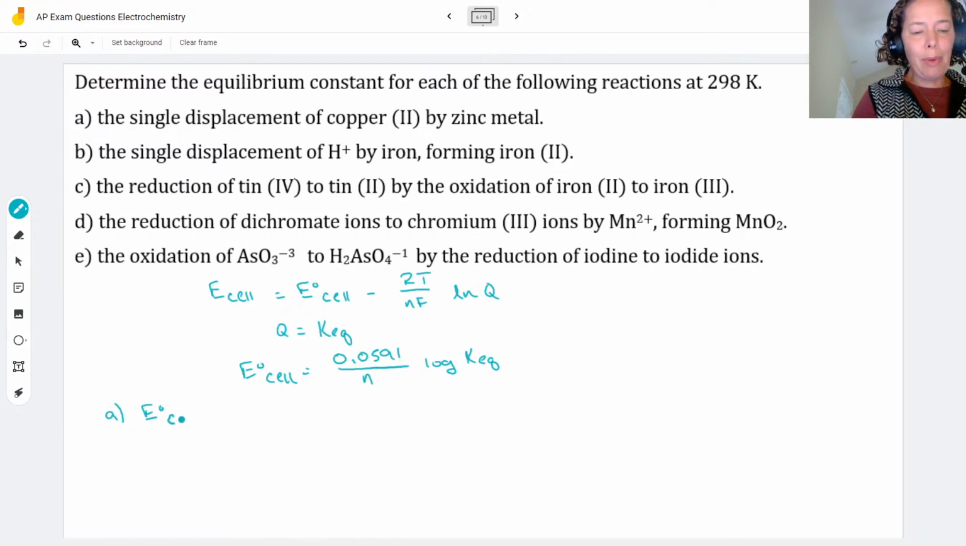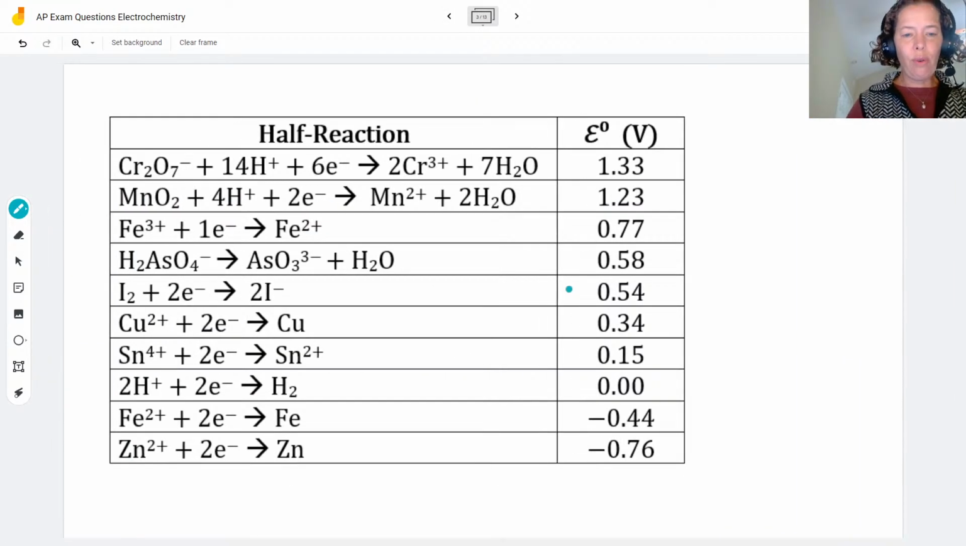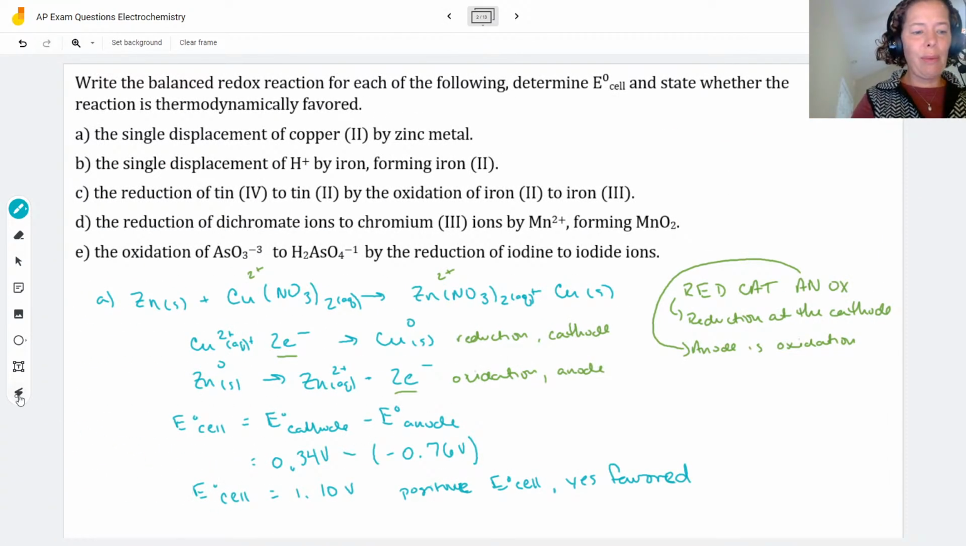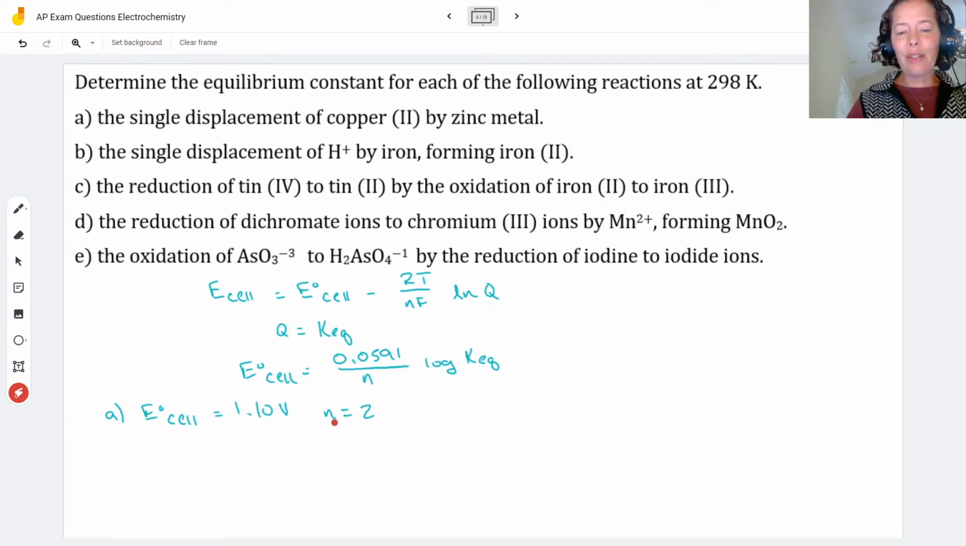So if you remember our E cell, we've already calculated, what was that, 1.10 volts. Our number of electrons is 2. So let me go back and just show this to you for part A here, all the way back here. So here is where we calculated our E cell, again, 1.10 volts. And here is where we transfer 2 electrons. So that is what our value of N is. Okay, keep coming all the way back here. So that is where I get my N equals 2. So you really have to have both of these to be able to calculate your KEQ.